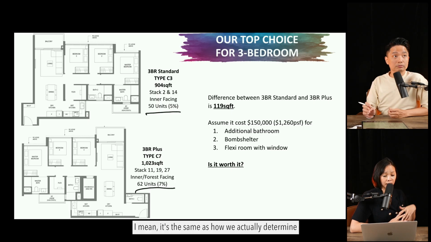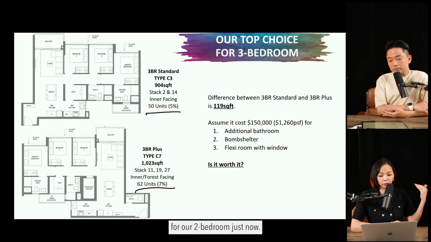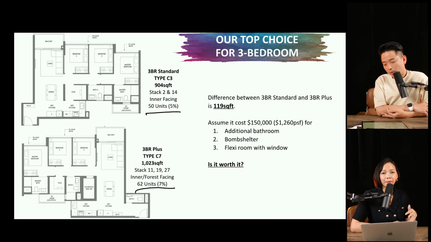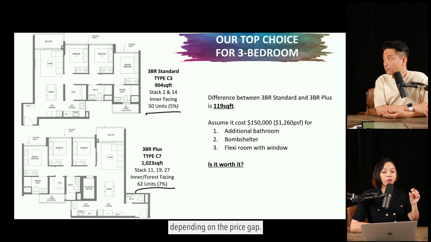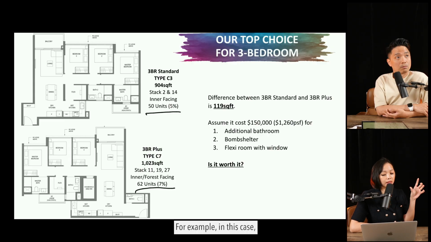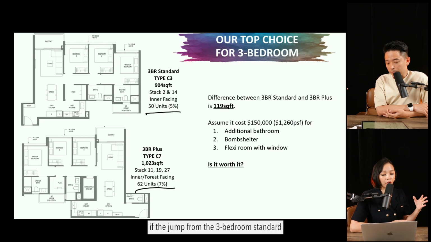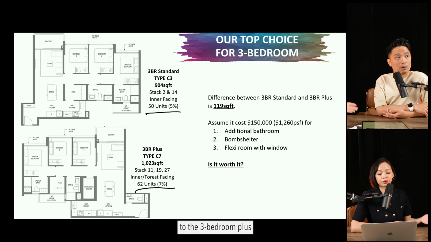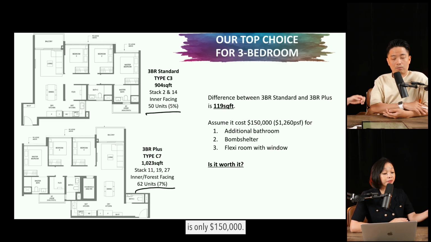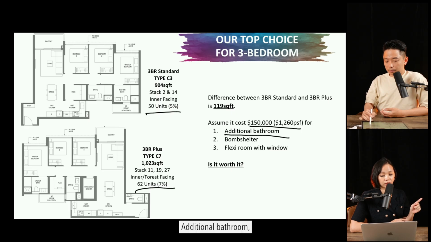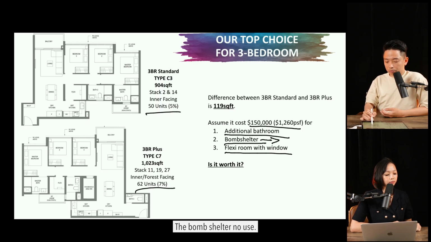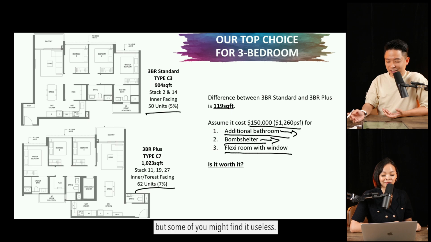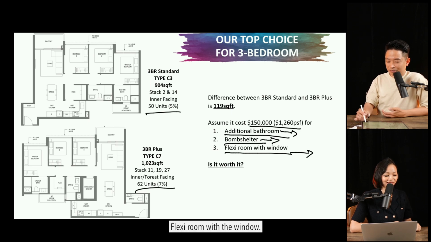Next, between our shortlisted units, between 904 this unit and 1023. We're going to share, it's the same as how we determined for our 2-bedroom just now. Does it make more sense to top up? We will determine it here the same way, depending on the price gap. For example, in this case, if the jump from the 3-bedroom standard to the 3-bedroom plus is only 150,000. Additional bathroom, additional bomb shelter, flexi room. The bomb shelter, no use. Not so useful, I also don't want that. The bathroom, although I say useful, some of you might find useless. Flexi room with the window.